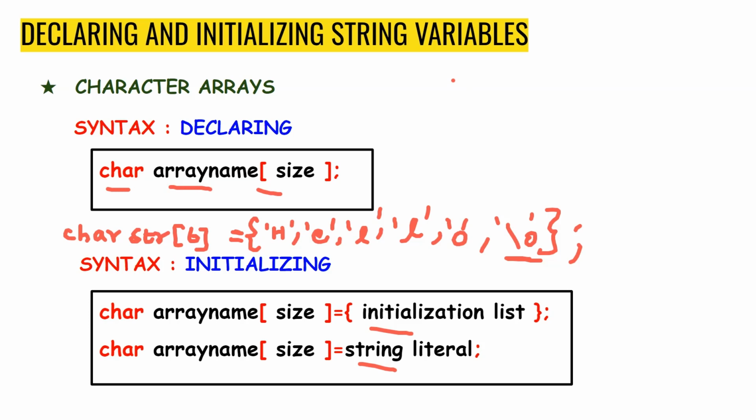Say for example, char str[6] = "hello" within double quotes. I need not explicitly specify the terminating null character. It will be automatically placed.